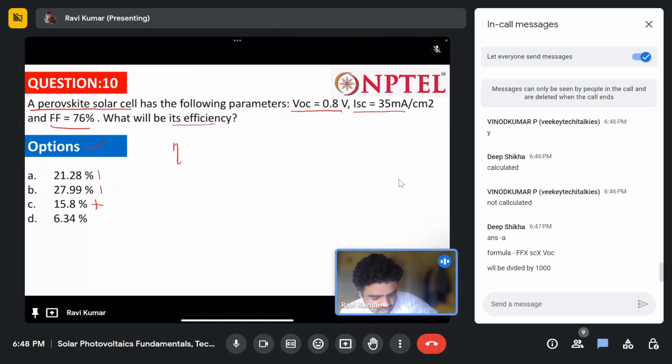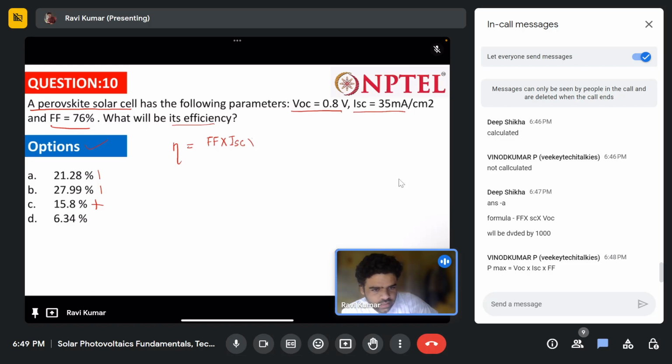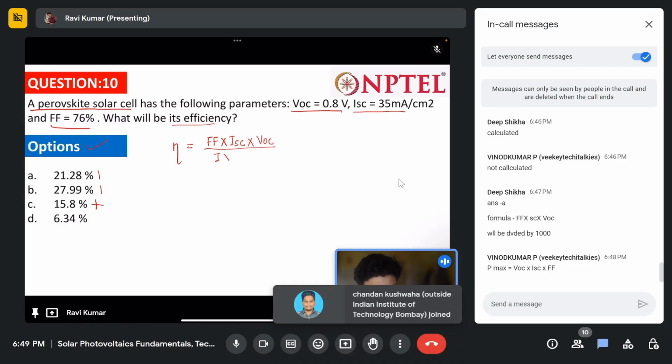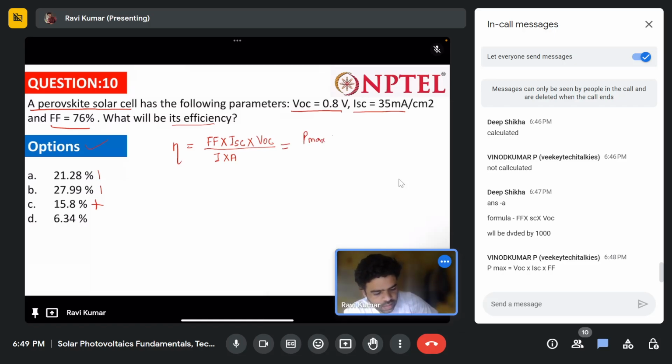See, the formula for efficiency is fill factor into ISC into, yes, that is the Pmax, right, into VOC divided by insulation into area. Simply we can say P maximum output, P incident input. This is the P max, yes. But you need to calculate efficiency. Now use this formula and try to calculate.